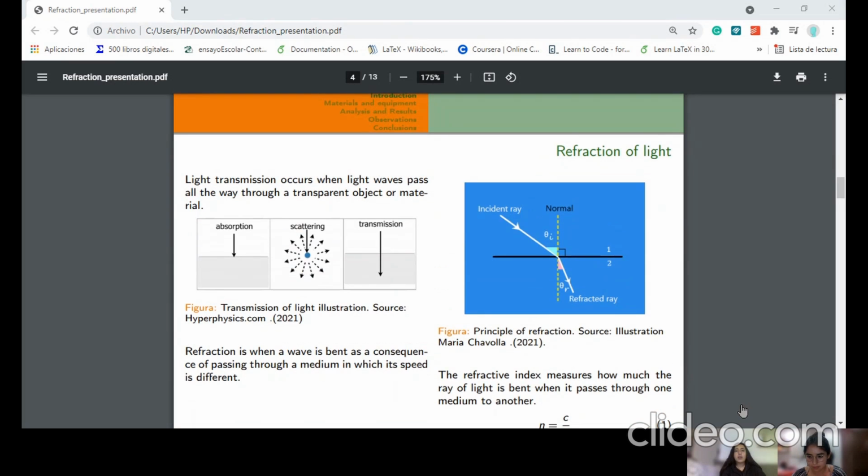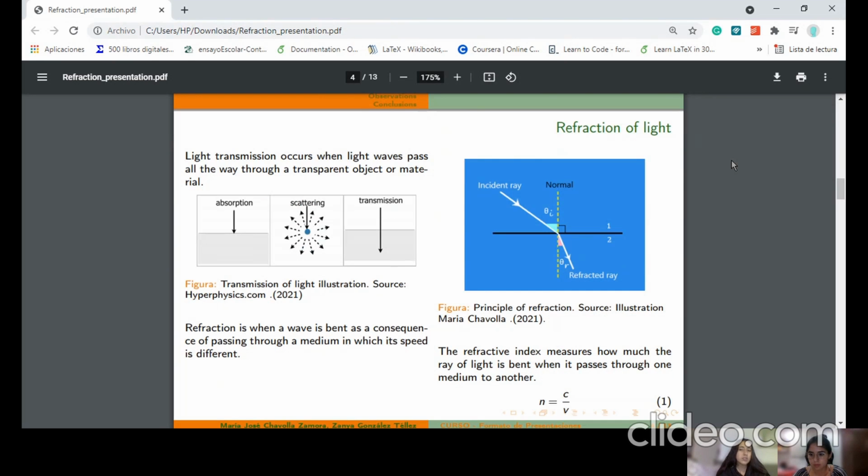Now we're going to start with the introduction. First, we're going to define what light transmission is. This occurs when light travels and passes all the way through a transparent object or material. However, this isn't always what happens, and there's a loss of energy. For example, the light can be reflected off of a material. It can be scattered by particles or molecules into different directions and be absorbed and converted into heat, as can be seen in the first figure.